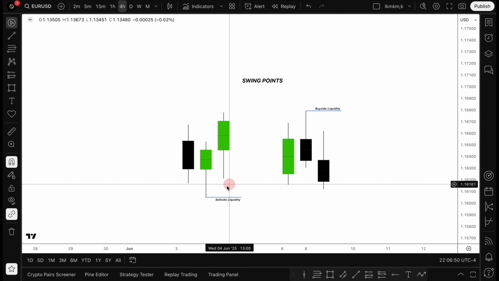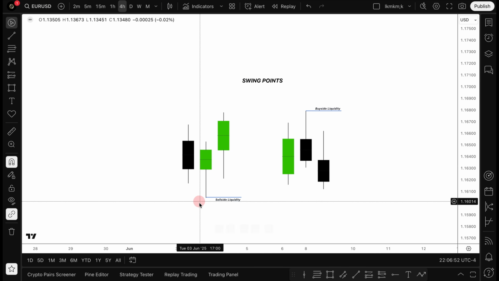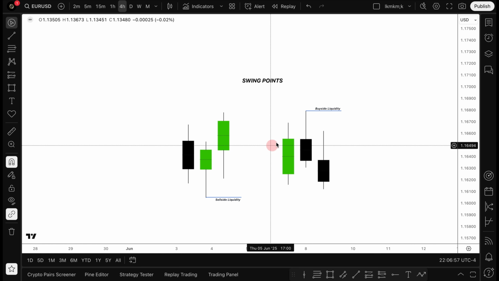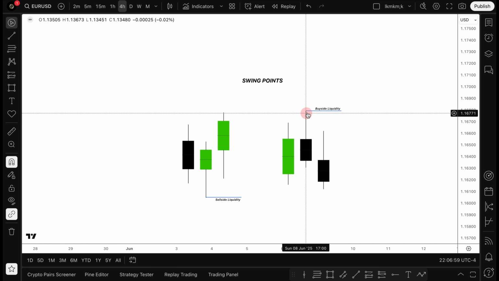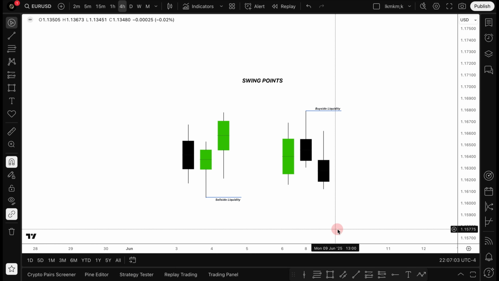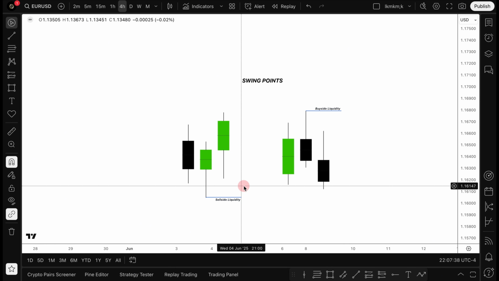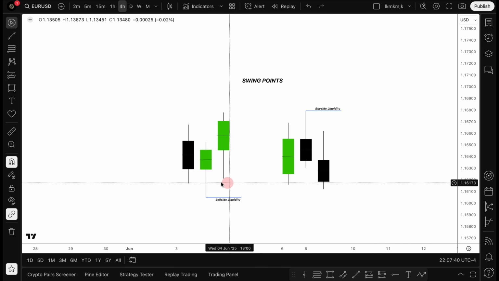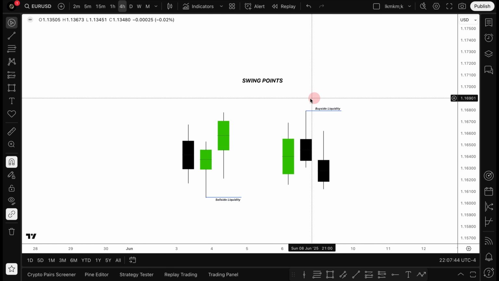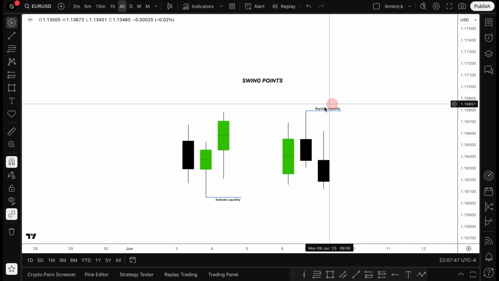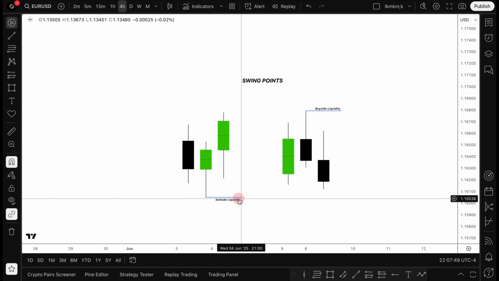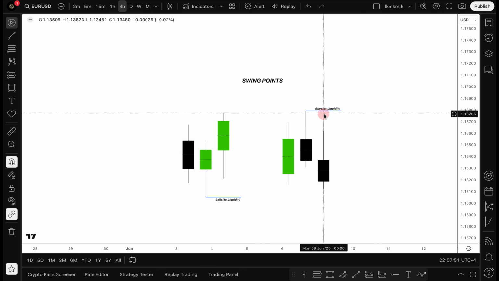So when their stop losses are below this old low, this is called a sell stop. And when their stop loss is above an old high, that is called a buy stop. With sell stops resting below here and buy stops resting above here, this is called sell side liquidity, and then this is called buy side liquidity.